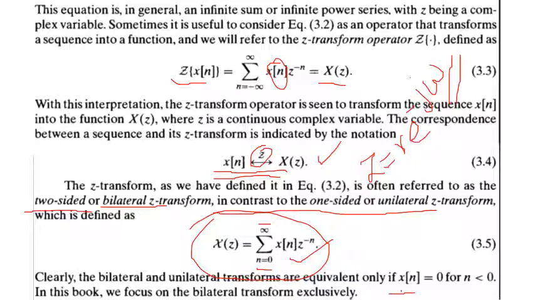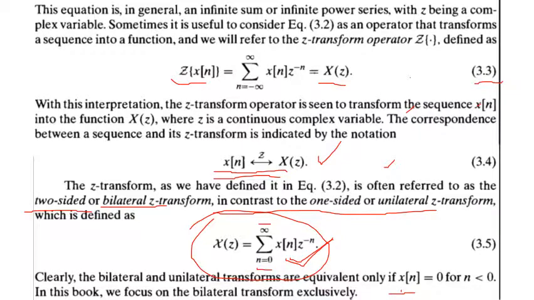Now if you look at equation 3.3, this is a bilateral or two-sided transform because both sides are involved, negative values and positive values. So this is a bilateral Z-transform, and this is a unilateral Z-transform. Unilateral and bilateral are equal only if the signal is 0 for n less than 0. If the signal is defined for both positive and negative values, it is bilateral.